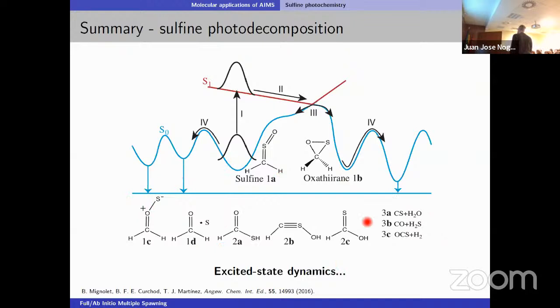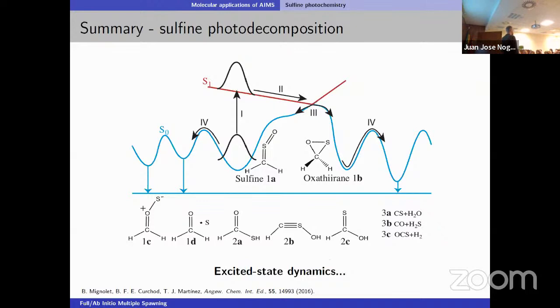However, here there's a caveat. If we were to look at the energy that these molecules have when they go back on the ground state and the barrier to form all these products, this will take a nanosecond. We observe that only in a few picoseconds.